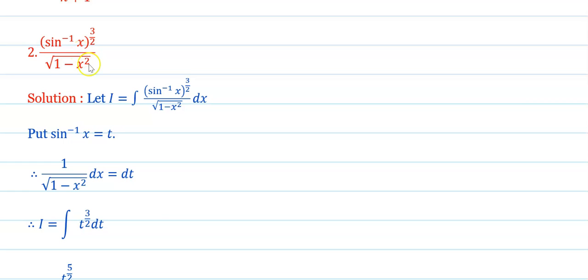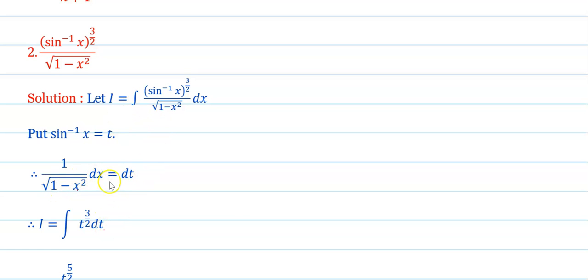In this example, see this here, sin inverse of x. What's its derivative? 1 upon root of 1 minus x square. Okay, and hence the substitution: sin inverse of x is equal to t. Okay, then what's its derivative? 1 upon root of 1 minus x square into dx is equal to dt. Okay, and hence our integral I is equal to t raised to 3 by 2, because it is sin inverse of x raised to 3 by 2, and dx upon root of 1 minus x square, its value is dt.